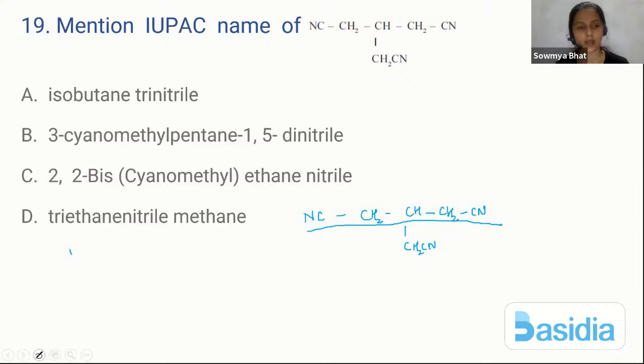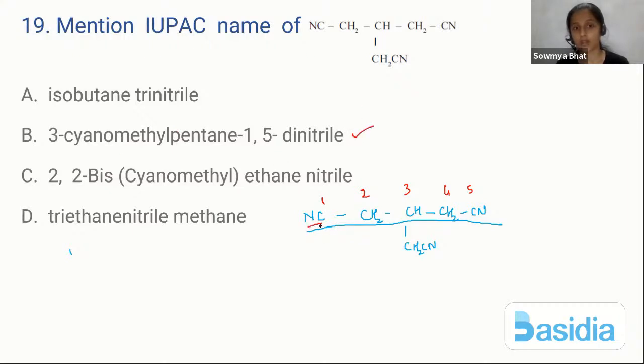Once I select my main chain, how many carbon atoms are there? 1, 2, 3, 4, 5. I can number from left to right or right to left, but it doesn't matter because from wherever you number, the substituent is at the third position. There are 5 carbon atoms, so it should be pentane. Rule out all the other options. Only option B is left. That should be the right answer.